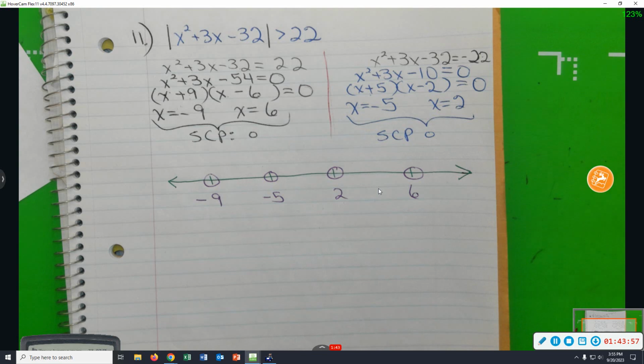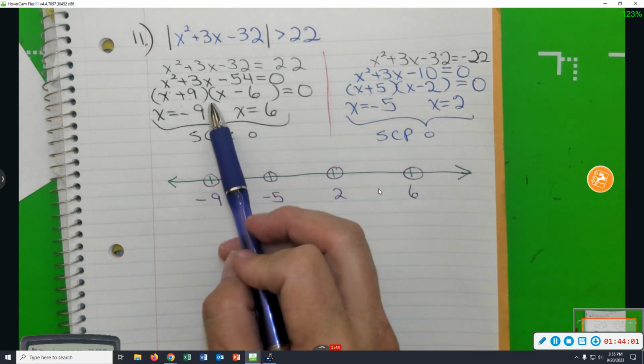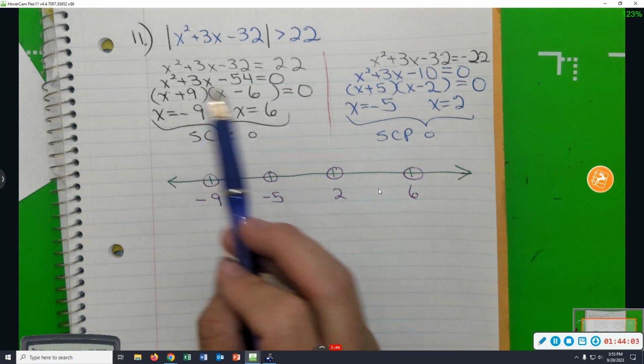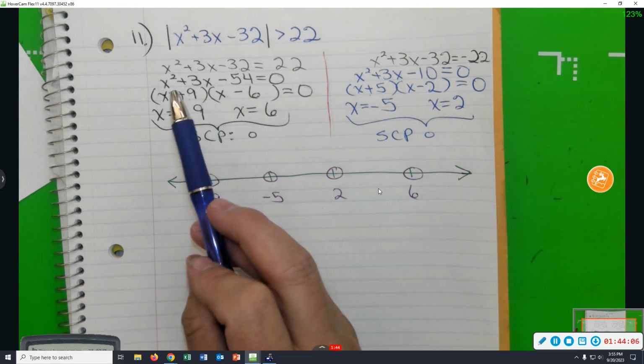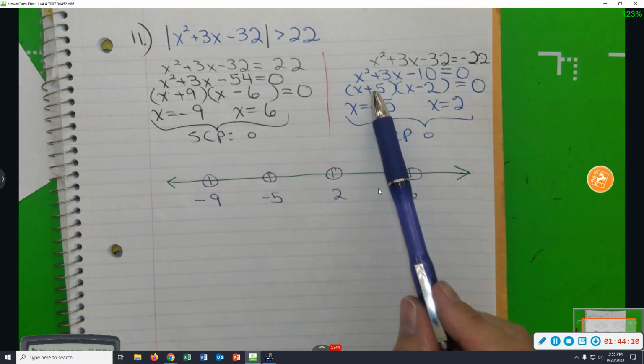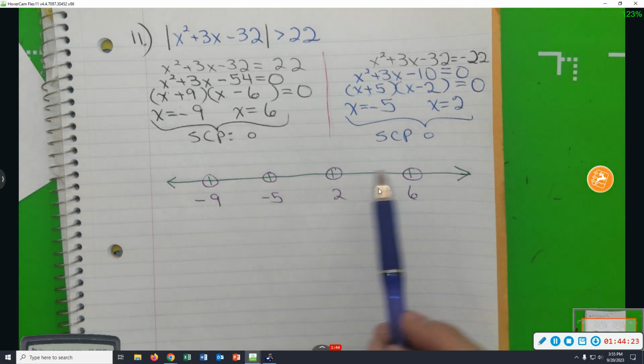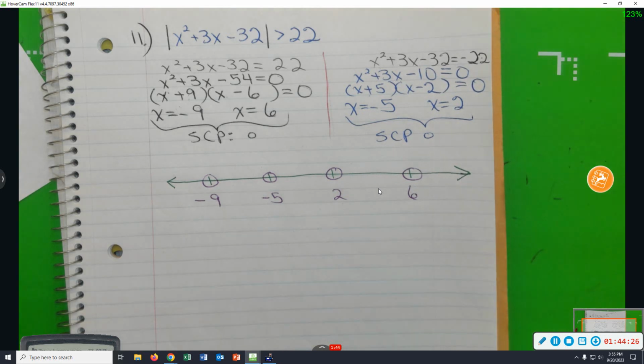Hey, look back at the factorization. Did we get repeated factors? Did we get the same thing, x plus 9, x plus 9, or x minus 6, x minus 6? No, every factor is different, so we can assume an alternating pattern. So we only have to test one interval. What number do y'all want to test? 0. Which interval contains 0? Interval 1, 2, 3, 4, 5. 3. So we're testing 0 right here.